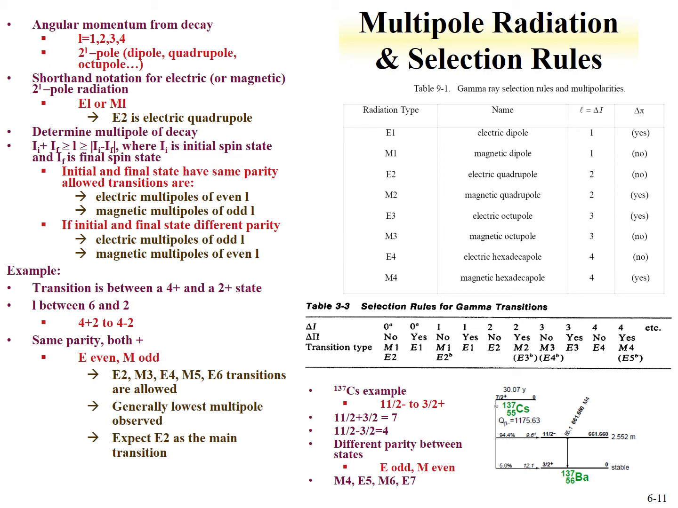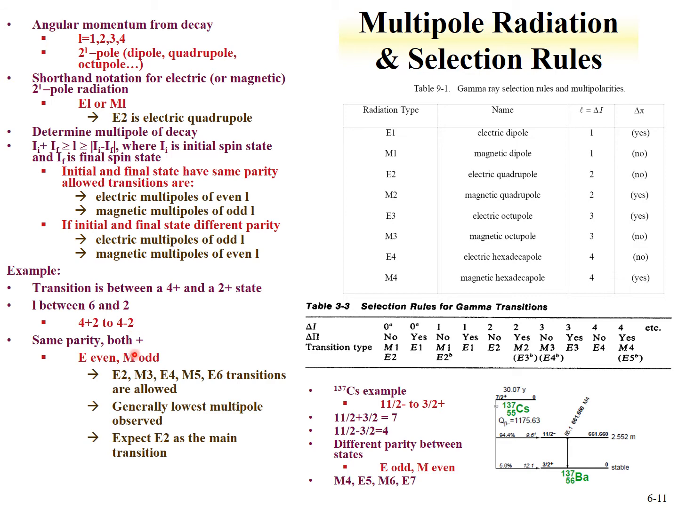If the initial and final states have the same parity, the allowed transitions are even L electric multipoles and odd L magnetic multipoles. And if the initial and final states of this gamma transition have different parities, the electric multipoles are of odd L and the magnetic multipoles are of even L. So let's go through an example, or two examples, that demonstrate this.